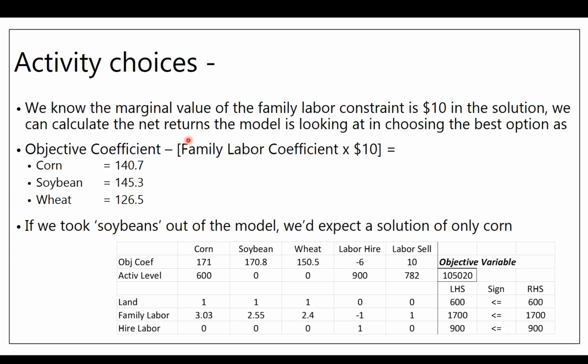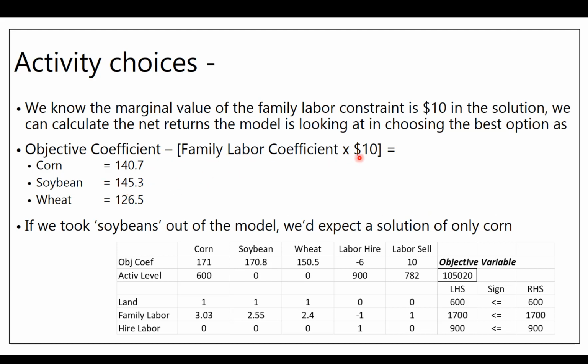The activity choices, we know the marginal value of family labor is $10, so we could actually just calculate a new set of net returns, right? So since we're bound up on hiring labor, right? We've hired everything we can. We could sell labor at $10, so we could just put it in as a charge and make new objective coefficients for comparison, just like we might in a tableau, and this is what we would get.